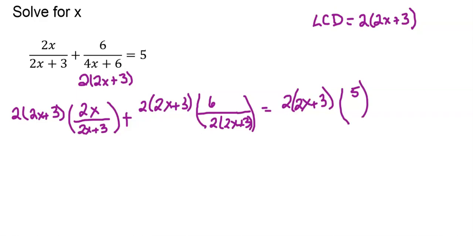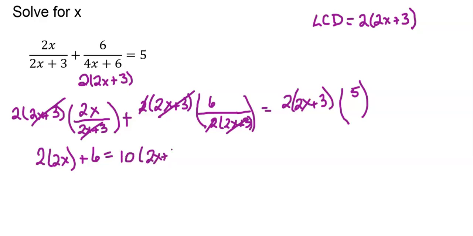All right, so in the first term, 2x plus 3's do cancel. That leaves us with 2 times 2x. Second term, the 2 cancels. The 2x plus 3 cancels. That leaves us with a plus 6. And then on the right side, we've got a 2 times 2x plus 3 times 5. Nothing cancels. 2 times 5 is 10 times the 2x plus 3.